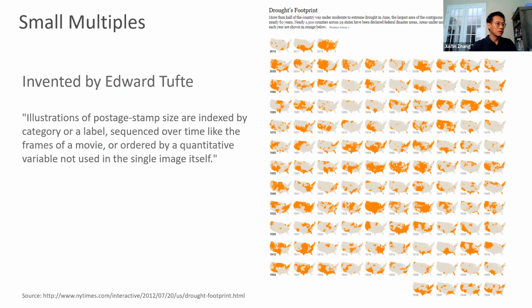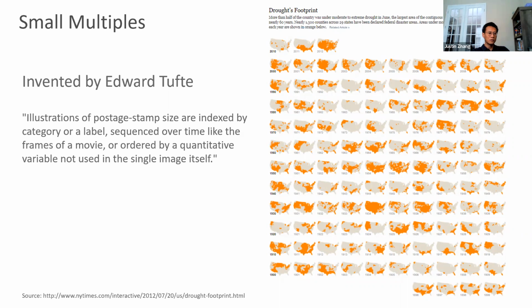Bill Cleveland created trellis chart, but Edward Tufte broadened this and called them small multiples. So this can be any series of small charts for comparison. So bar chart, or in this case, a series of maps showing the footprint of droughts in the United States by year.